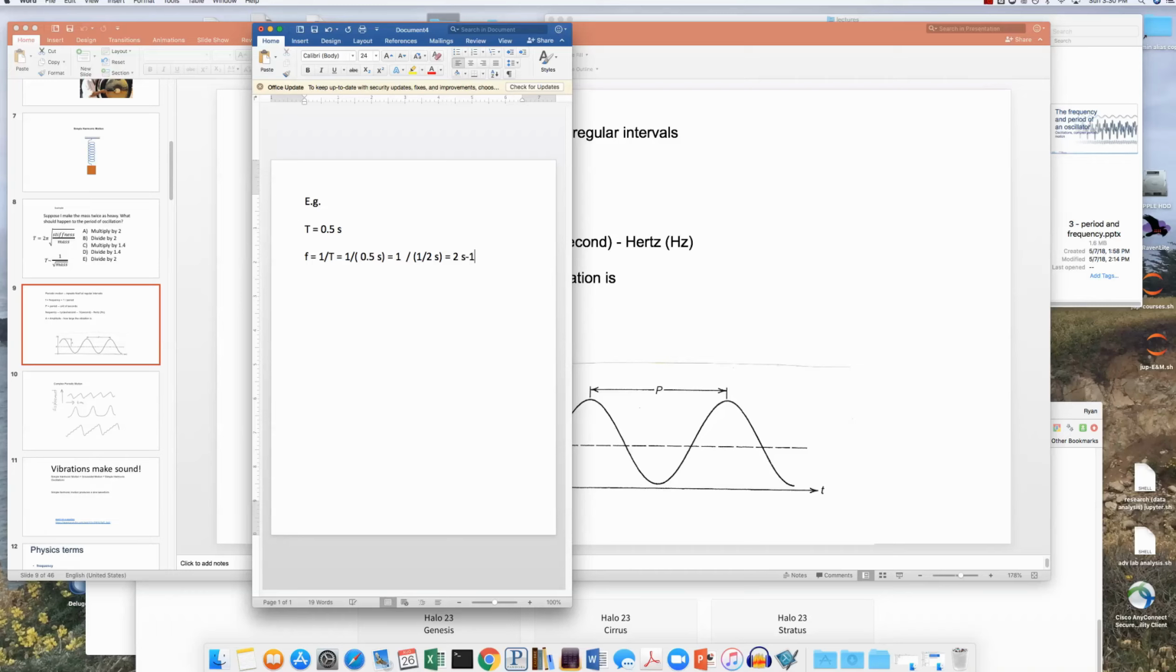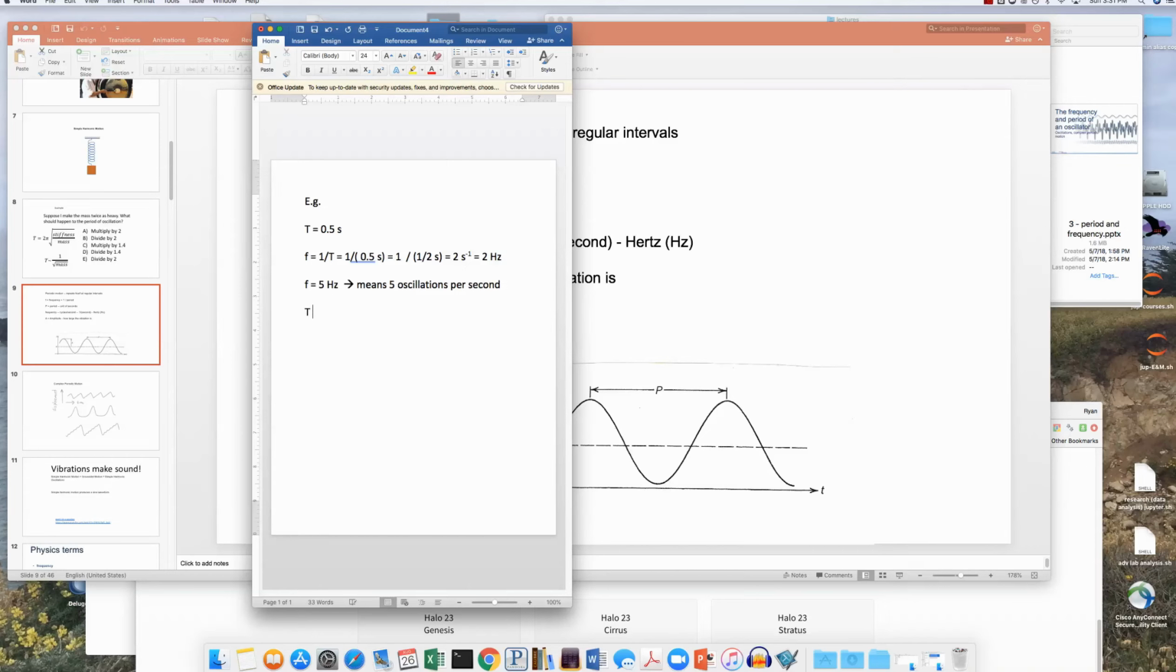So I could write it like this, 2 inverse seconds. Or we also call this a hertz. So 2 hertz means 2 oscillations per second. Another example is, let's say that the frequency is equal to 5 hertz, okay? So that means we have 5 oscillations per second, okay?